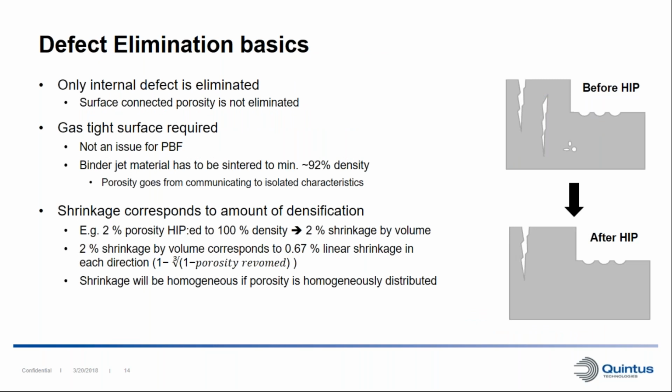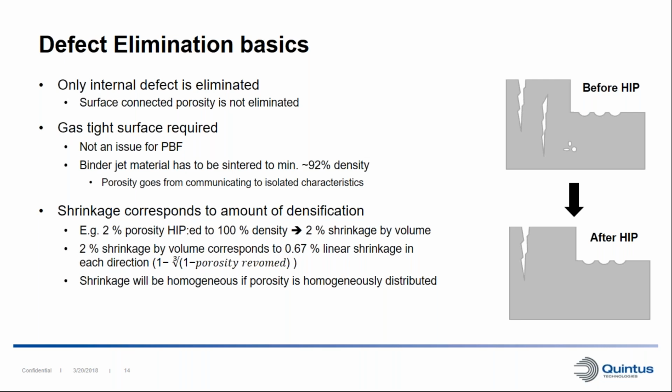If we look at the basics of defect elimination by HIPing, one thing to notice is that only internal defects are eliminated by HIPing. Any surface-connected porosity or feature where the pressure medium can penetrate will not be eliminated by HIPing. So a gas-tight surface of your sample or of your components is required. And this is normally not an issue for powder bed fusion. You will have a gas-tight surface unless you're using very crazy printing parameters. If we're looking at binder jet material, it has to be sintered to high enough density to get a gas-tight surface, and that threshold is normally around 92% relative density in the as-printed state. So this is where the porosity goes from a more communicating characteristic to a more isolated characteristic.